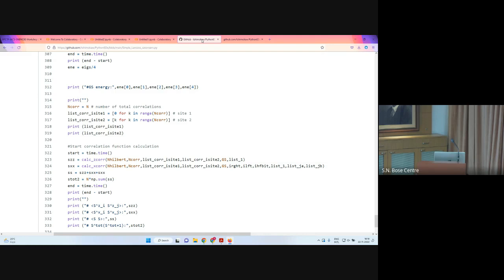I think for the number of down spins being only one, you can treat much larger sizes using exact diagonalization. What is the maximum system size? Let's say it's a three-dimensional or two-dimensional system. What is the X, Y, and Z maximum you can take?